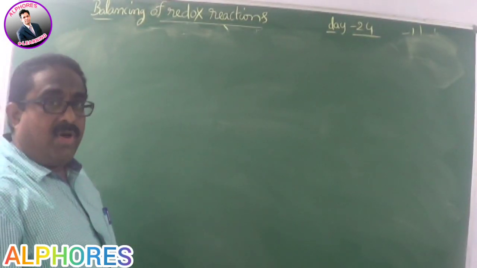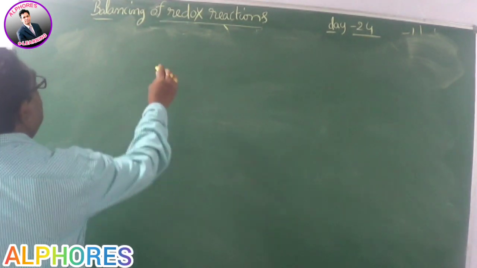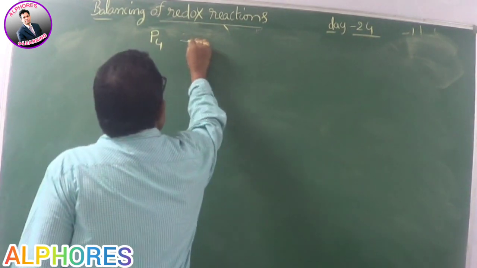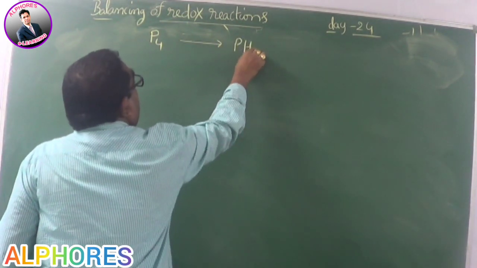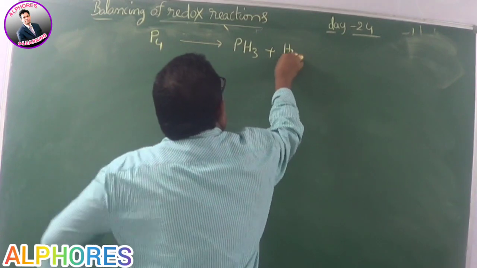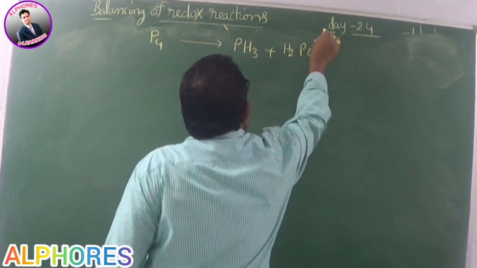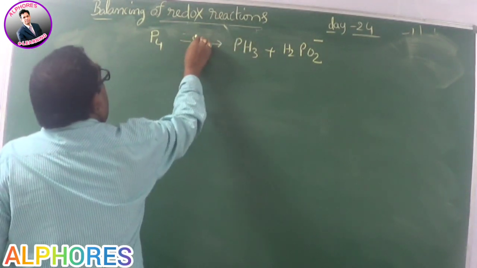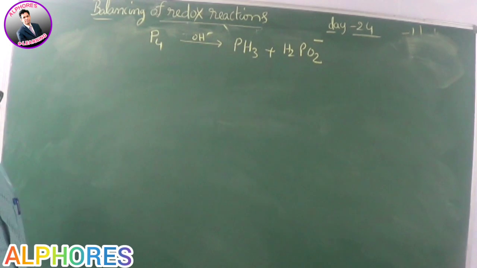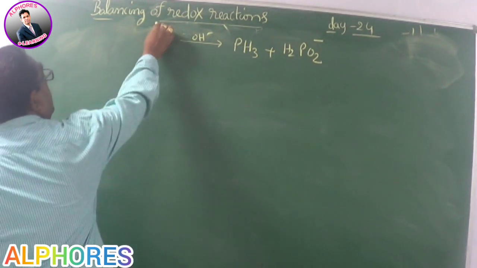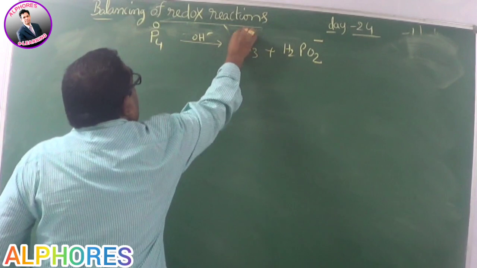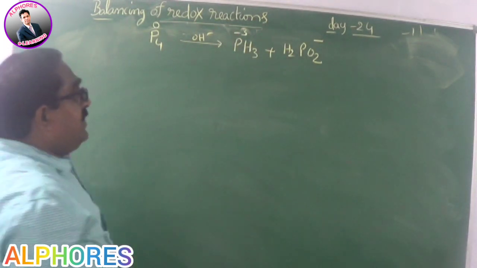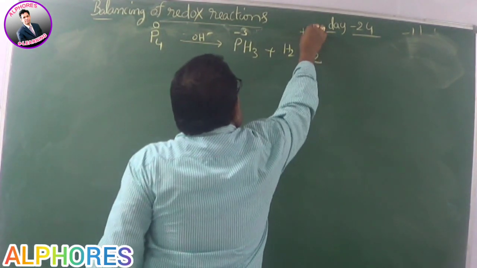Okay, students, let me go for one more question. This time I am going to take this first one. Phosphine, PH3, and hypophosphite ion. This is a basic medium balance. Let me write the oxidation numbers first. 0 for this phosphorus, -3, and for this phosphorus, -4 plus 2 goes to +1.